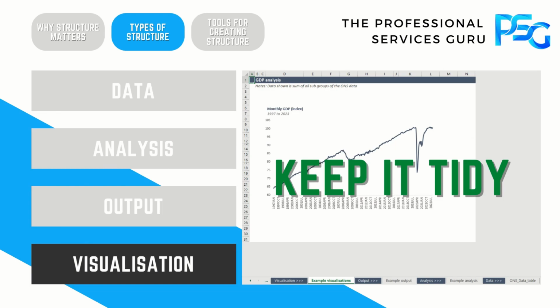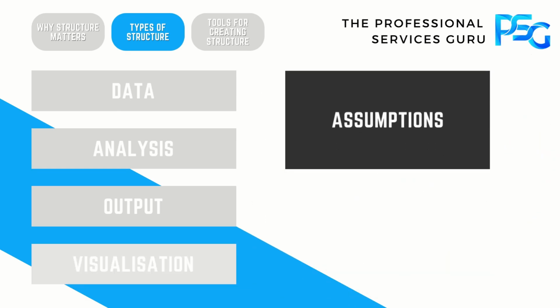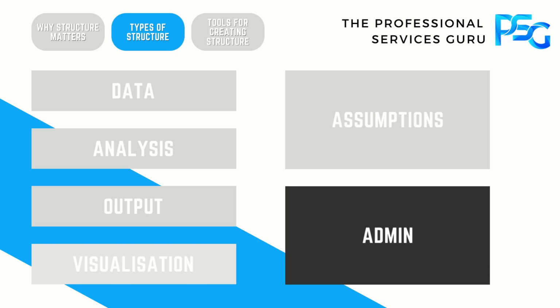Those are the 4 core sections, but there are also some other sections which you might want to add to your workbook in specific instances. An assumptions section. This is typically used in complex models and contains sheets with all the assumptions used throughout the model. Lastly, an admin section. This is typically used in very large workbooks.